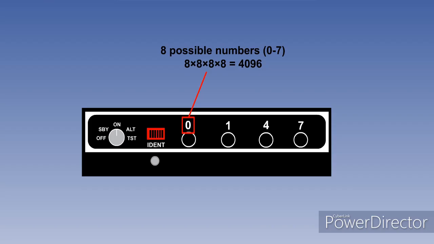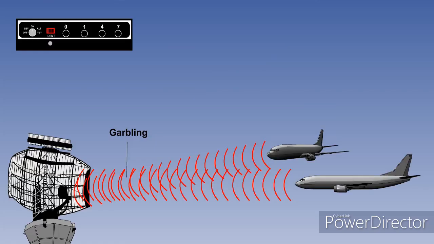SSR also has several disadvantages. Only 4,096 separate codes are available, and given the number of aircraft in current and projected use, it is not enough. SSR is subject to garbling. This is caused by overlapping replies from two or more transponders on nearly the same bearing from the ground station, and within a distance of 1.7 nautical miles from each other.